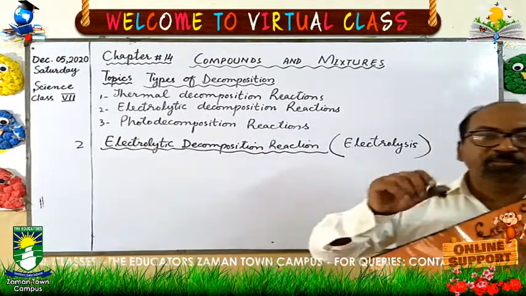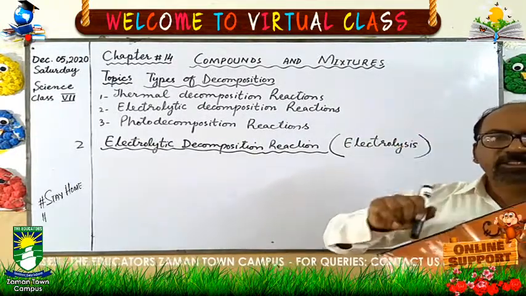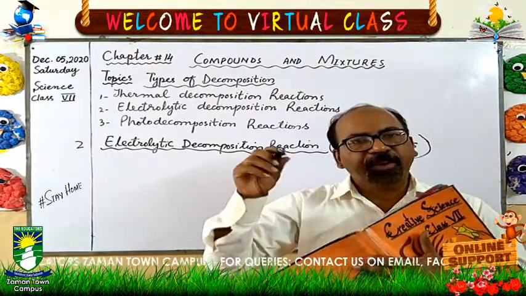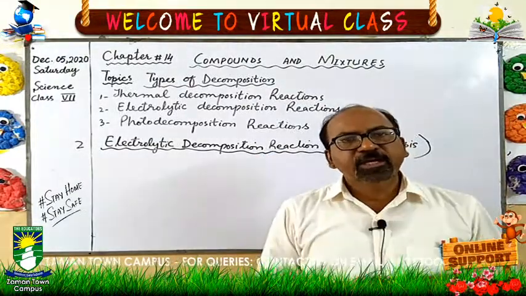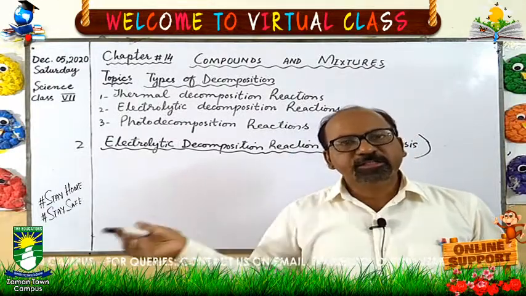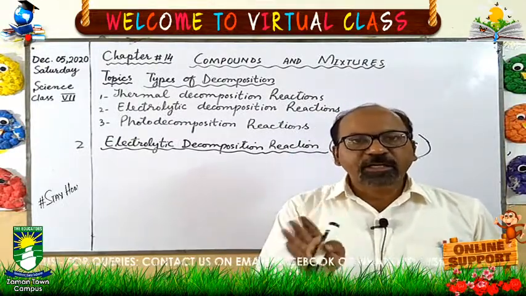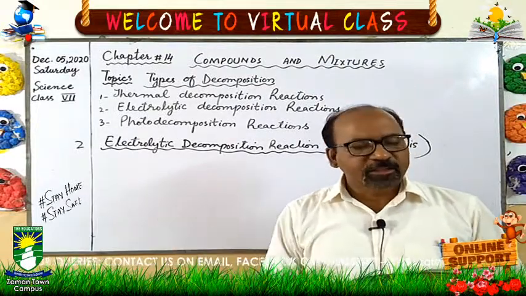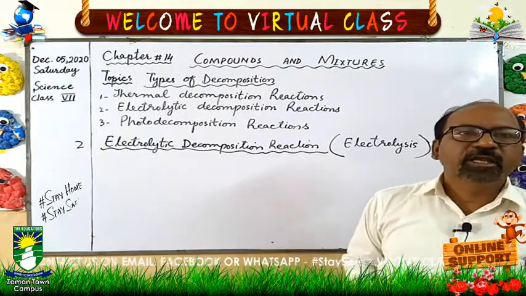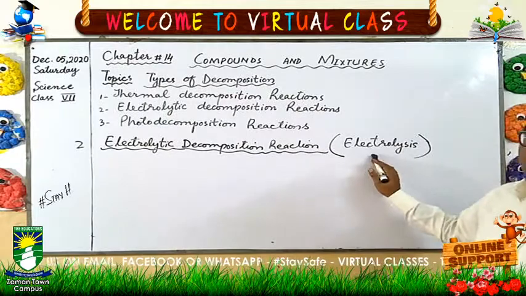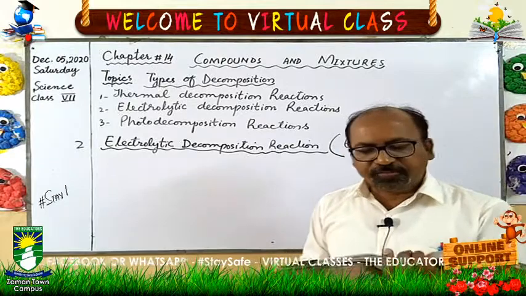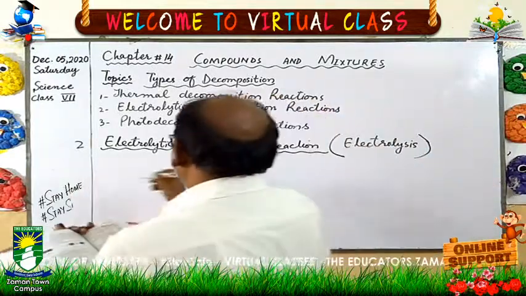When any compound is mixed with the water, an aqueous solution is formed, and when we pass the electric current, what happens? This compound breaks down due to the electric current. So this decomposition which is done due to the electric current will be called electrolytic decomposition, and this reaction will be called an electrolytic decomposition reaction or electrolysis. So there are two examples of electrolysis. One of them is electrolysis of water.